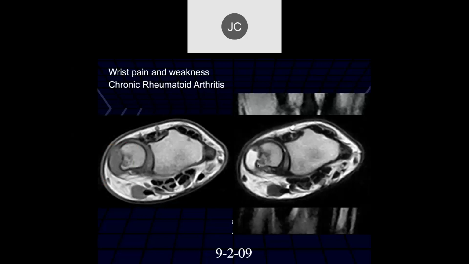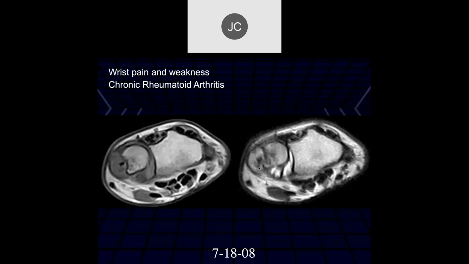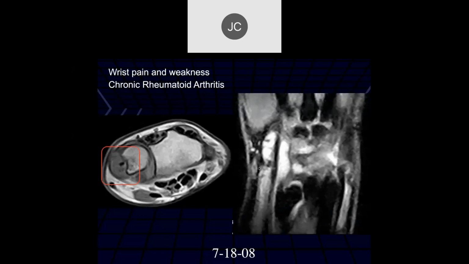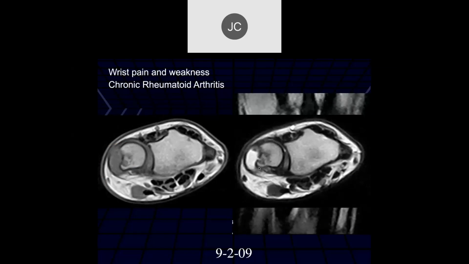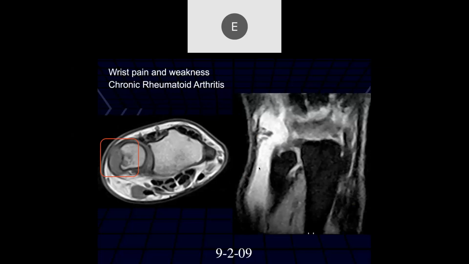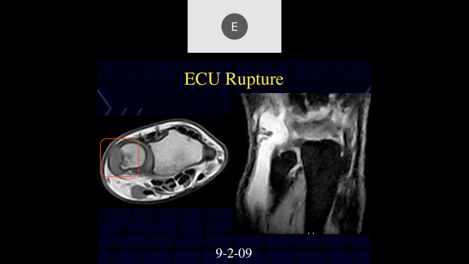And let's see, this is on 7/18/2008, and then the patient came back on 9/2/2009. What do you think about what's happened in the interval? I don't see the ECU tendon. Yeah. I think it's torn. And it's gone. The first extensor compartment looks a little better. Right. Yeah, so that was a complete rupture of the ECU that developed over time.